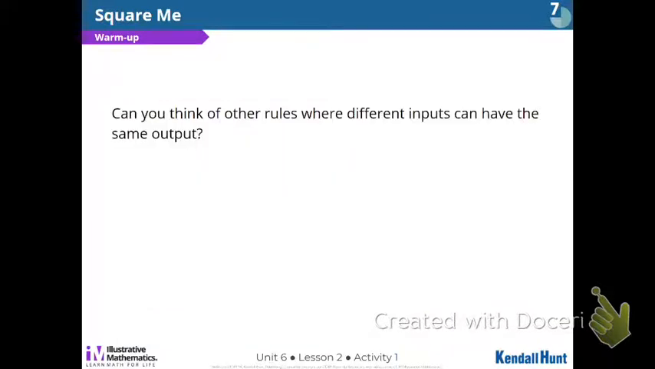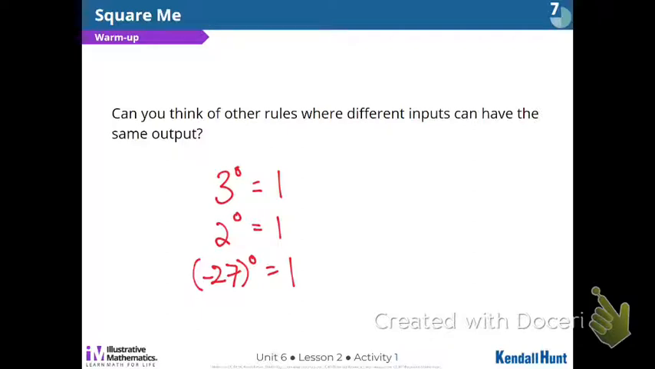So this is kind of challenging to think of. Any other rules where we could have different inputs result in the same output? I can think of 2. I'll take the harder of the 2. Anything to the 0 power except 0. Those all result in 1. I get more than one thing.